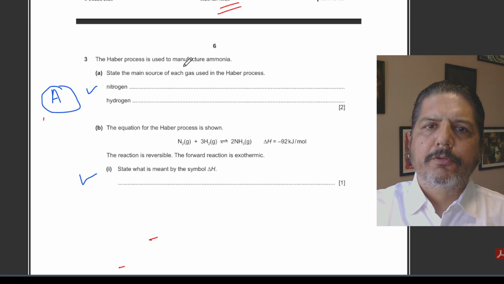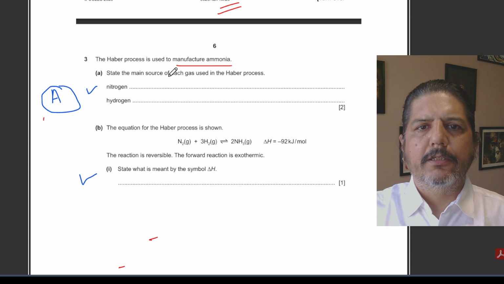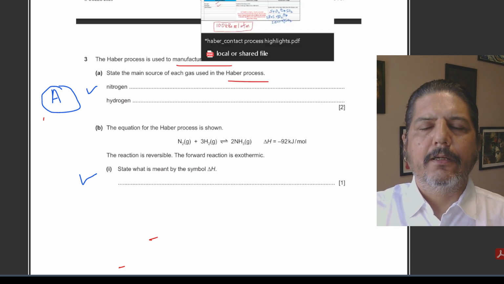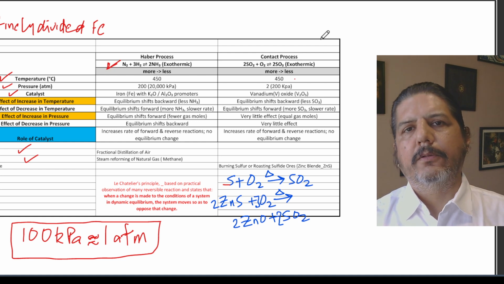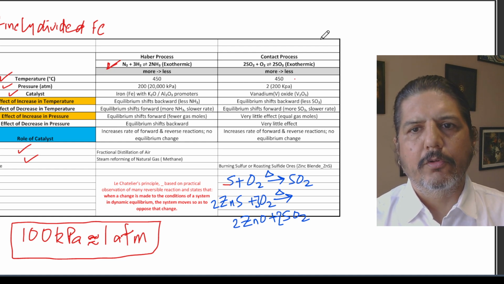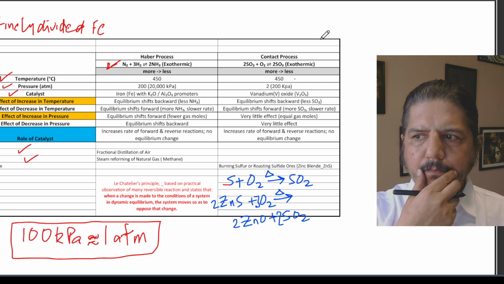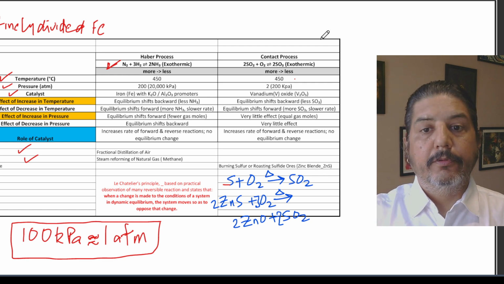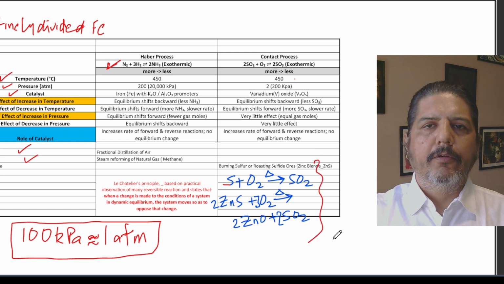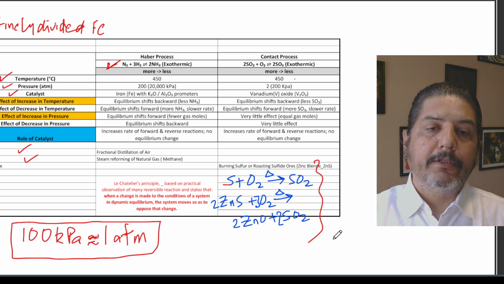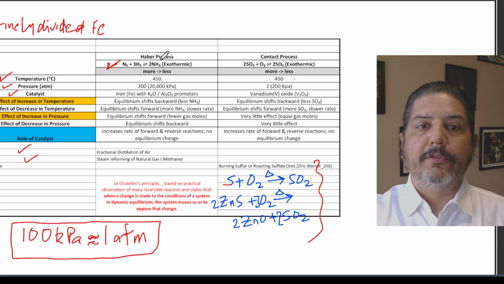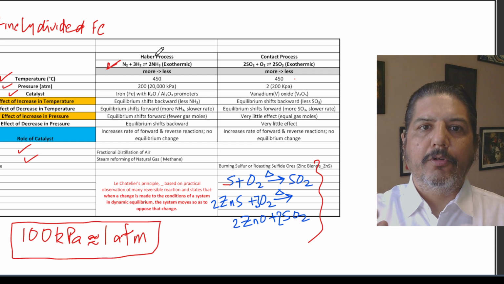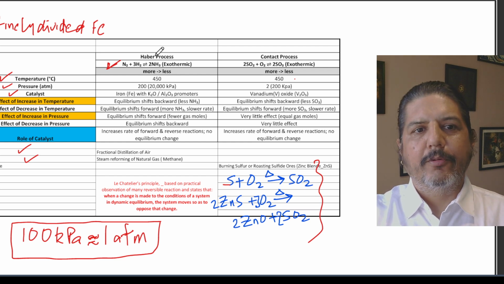So let's start. Haber process is used to manufacture ammonia. State the main source of each gas used in the Haber process. Now, as I had discussed in my previous sulfuric acid manufacturing process also, please remember from where the reactants are coming. So in sulfur also, we had a few questions regarding where you will get sulfur dioxide. So in this reaction, nitrogen plus hydrogen gives ammonia. You should remember where nitrogen comes from, where hydrogen comes from. This is an important question.